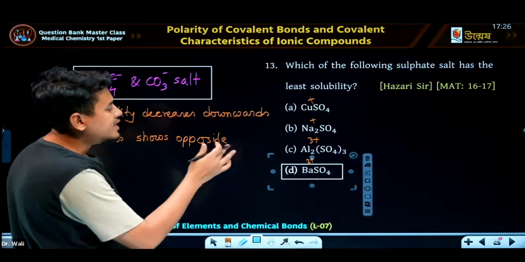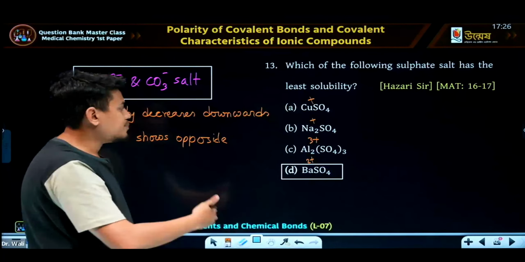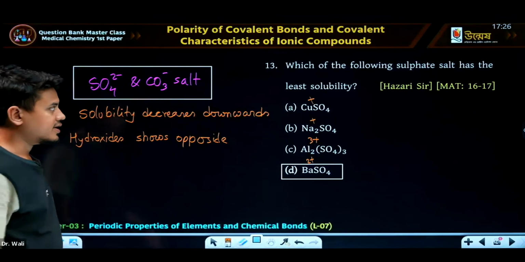Though the charge is smaller than aluminum, yet here barium sulfate is the answer, because barium sulfate lies in the bottom portion of the group, and we have already learned that solubility decreases downward. Okay, let's move on to the next question.